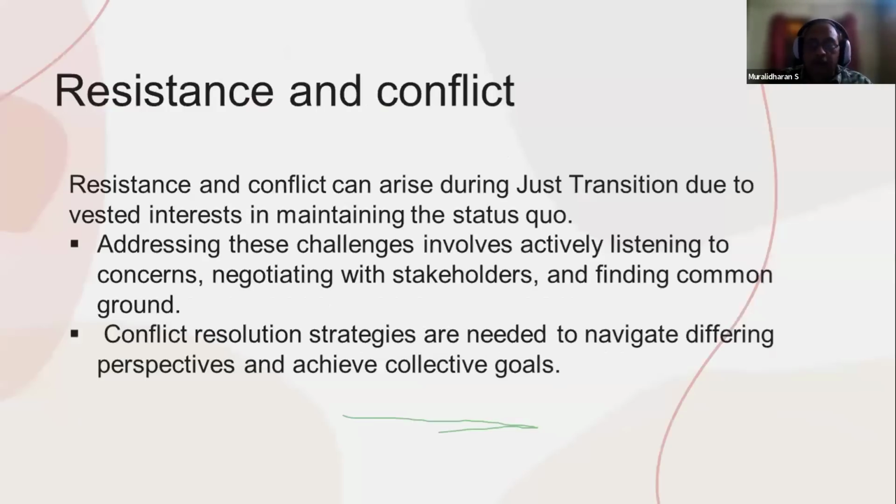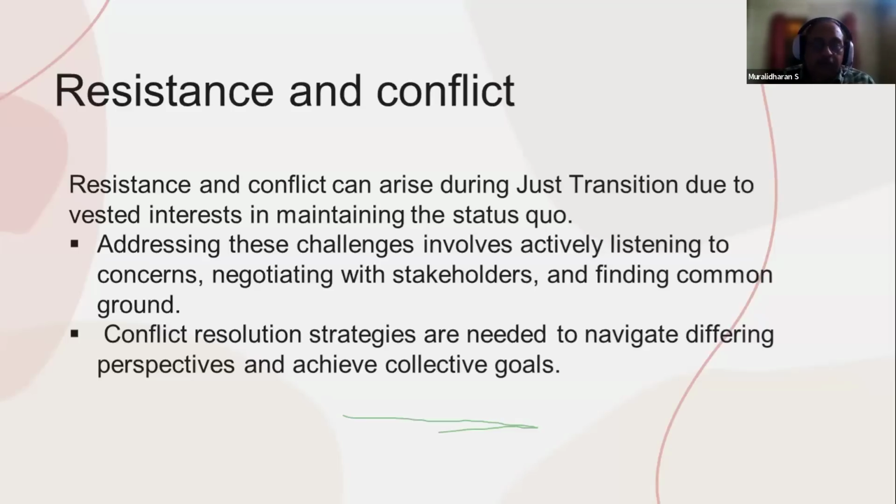Resistance and conflict, of course, is always there, because some people also believe that in spite of all the scientific information, they feel that the climate change is not there. It's not real. It is just made up, and it is not going to have that much impact. Extreme weather events are just happening because of the changes, and we are not likely to see a sea level rise over a period. So many questions and so many doubts are there.